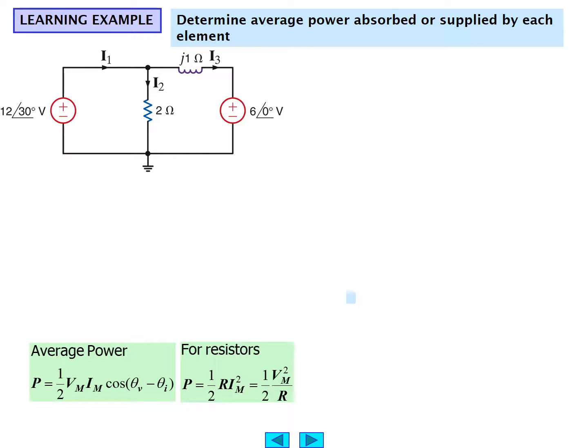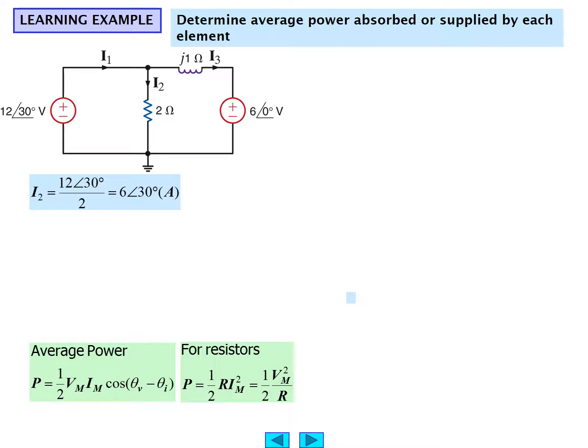Another learning example in which we have two sources. The assumption here, of course, is that the sources are running at the same angular frequency, omega, because it's not indicated. So we have a voltage source of 12 angle 30 degrees and another voltage source of 6 angle 0. The network consists of a node with a 2 ohm resistor to ground and a j1 inductor in series with that 6 volt angle 0 source.